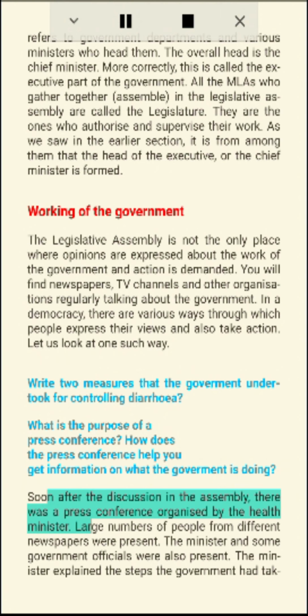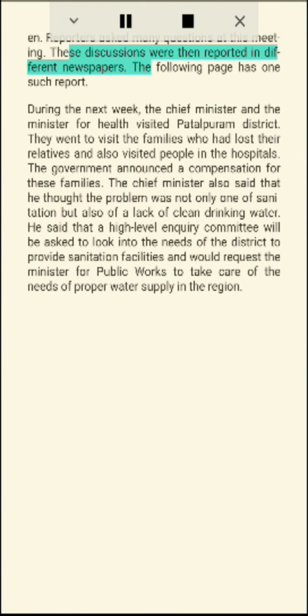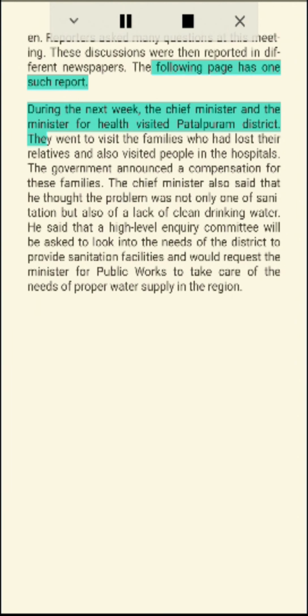Soon after the discussion in the assembly, there was a press conference organized by the health minister. Large numbers of people from different newspapers were present. The minister and some government officials were also present. The minister explained the steps the government had taken. Reporters asked many questions at this meeting. These discussions were then reported in different newspapers. The following page has one such report.